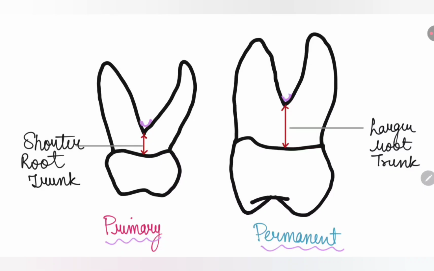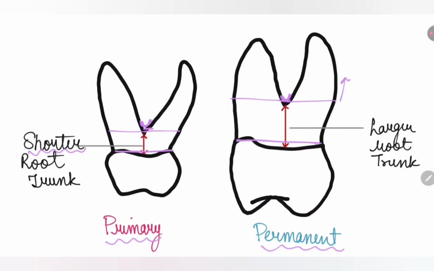So now in primary teeth, this furcation is located cervically, which means towards the crown. You can see here it is more towards the crown, right? Therefore the root trunk, this part from here till here, becomes shorter, whereas in permanent teeth the furcation area is located more apically, towards the root. You can see it is here somewhere, near the root. Therefore the root trunk becomes larger.